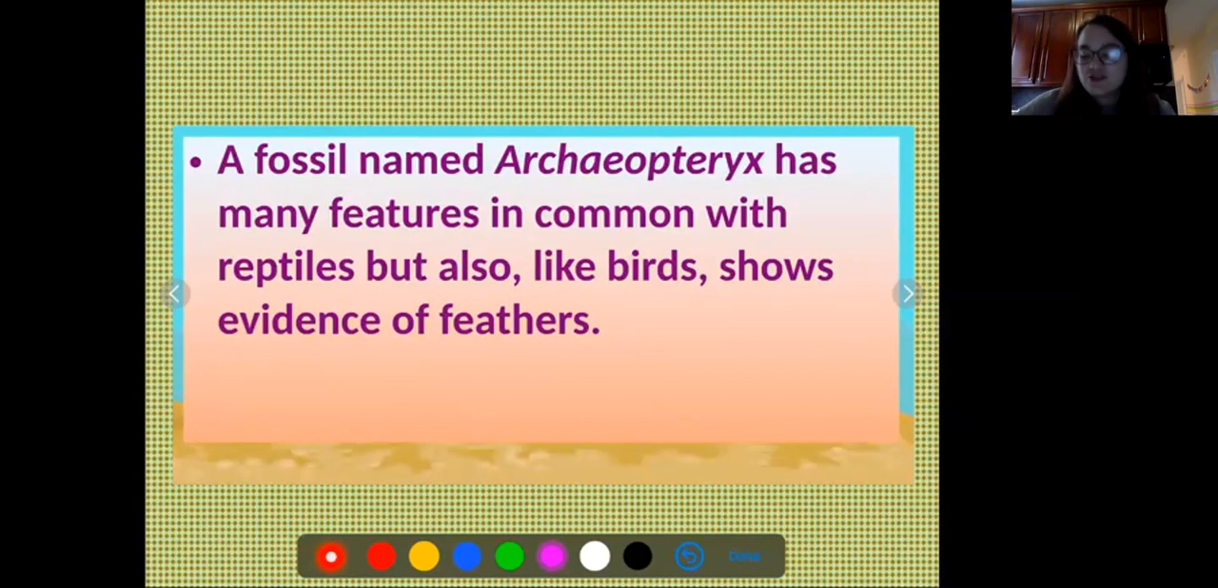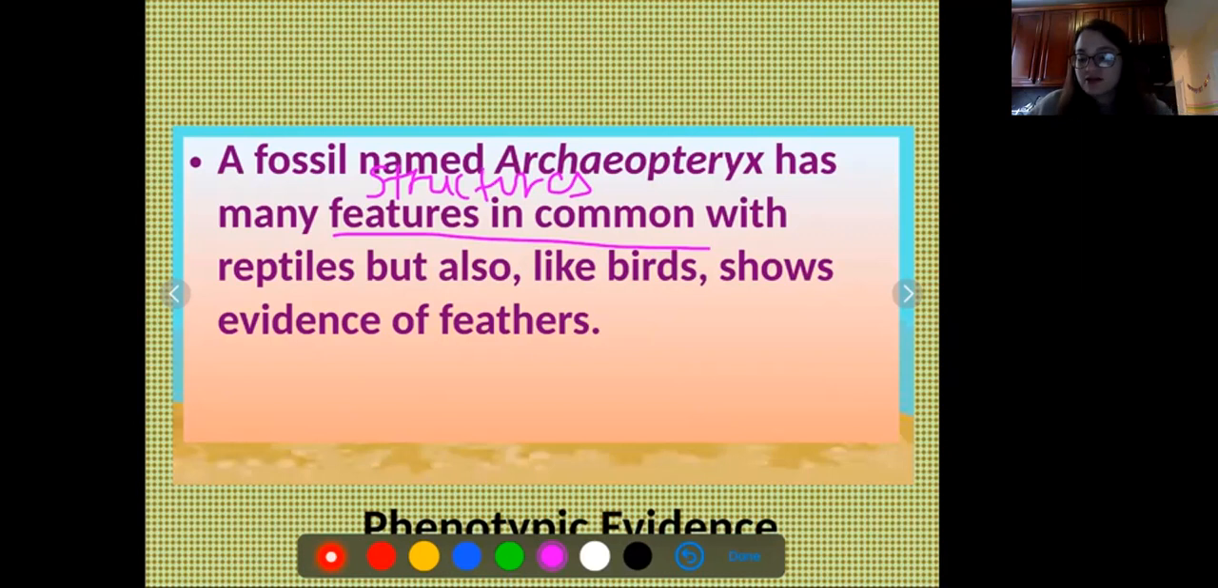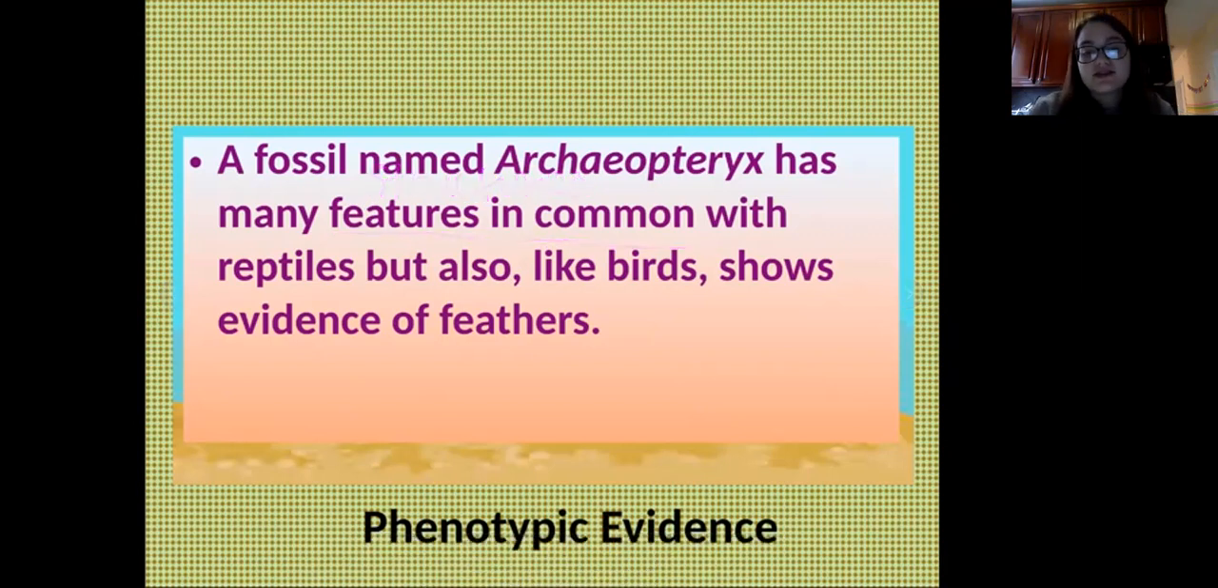So I'll tell you, we are looking at features that they have in common. When we say features, we could also say that we're talking about structures they have in common. And let's find out. So this is going to be an example of phenotypic evidence. As I just told you, we're looking at the structures that those organisms have in common, those physical structures. And so we're talking about phenotypic evidence.